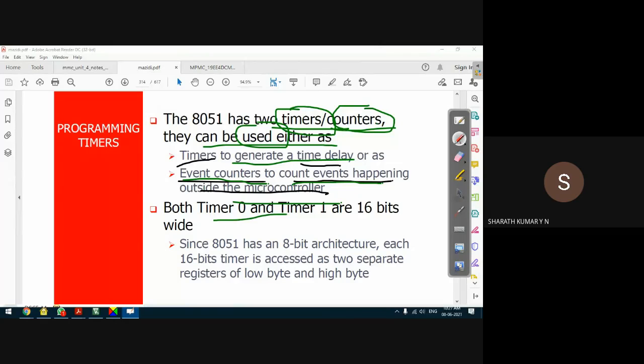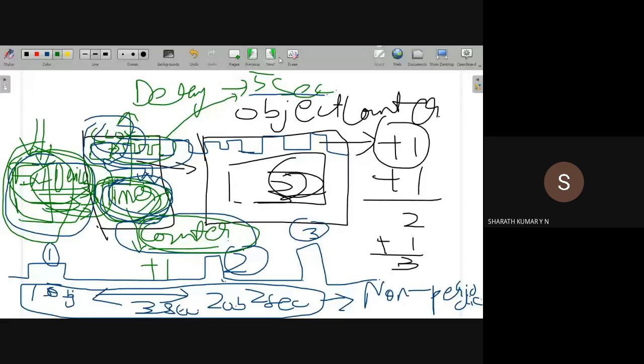In 8051, there are 2 timers. They are called timer 0 and timer 1, and each timer is 16-bit in size. What is the meaning of 16-bit? Very simple. Let us understand that. Very simple concept, a 16-bit timer. There are 2 timers, timer 0 and timer 1. They are 16-bit in size.